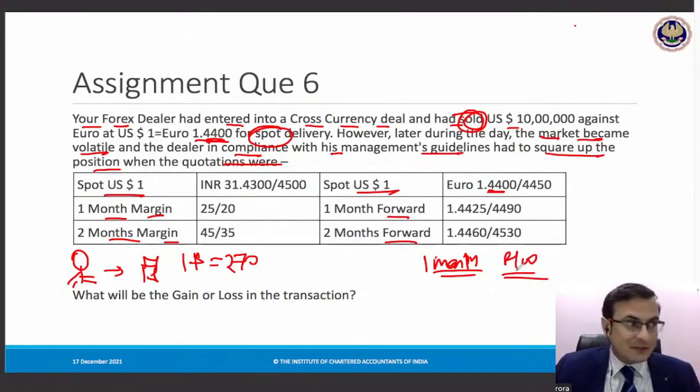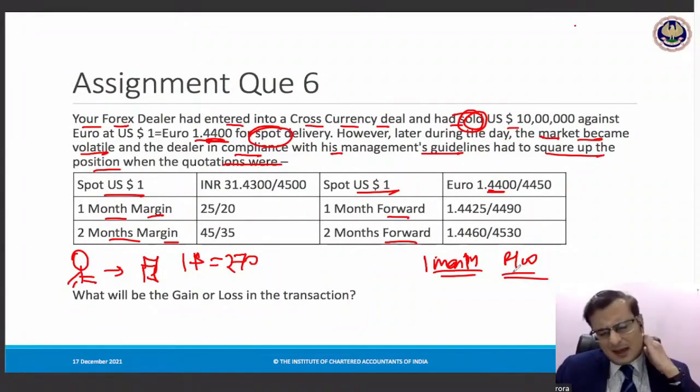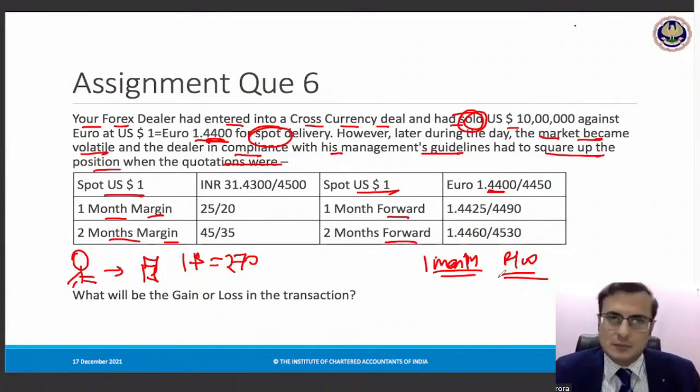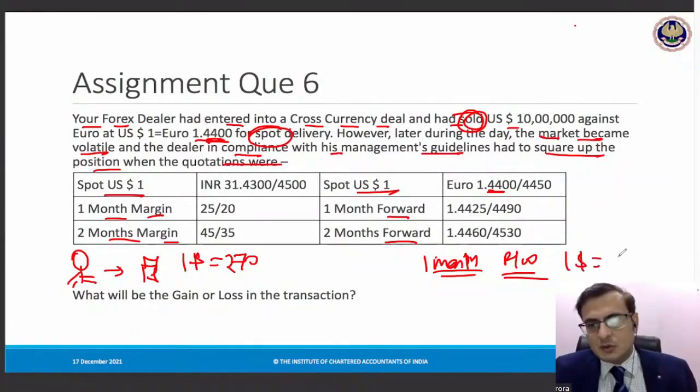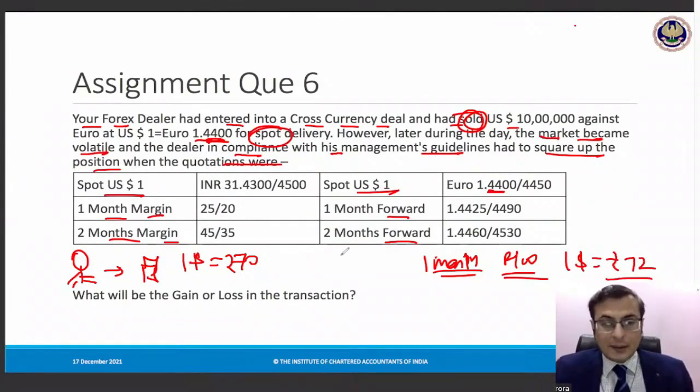Okay. Sir, can we take the market rate as well? You can take the standardized one, but that's not a problem. After 1 month, the price will be $1 is equal to 72 rupees. Sir, why? Oh my God, sir, 2 rupees expensive? Yes. Sir, why?